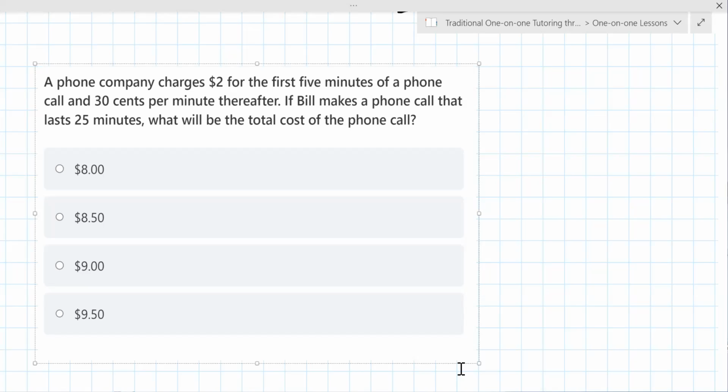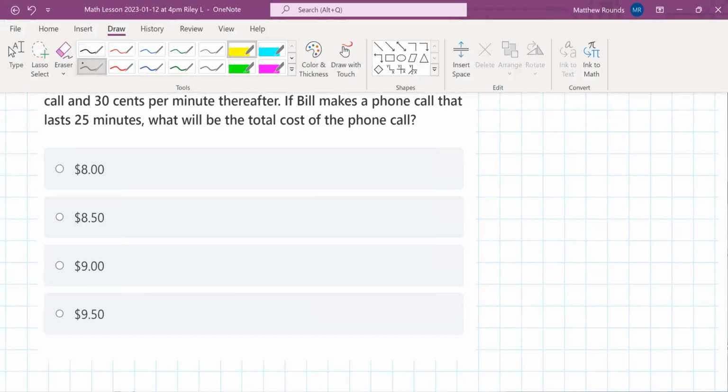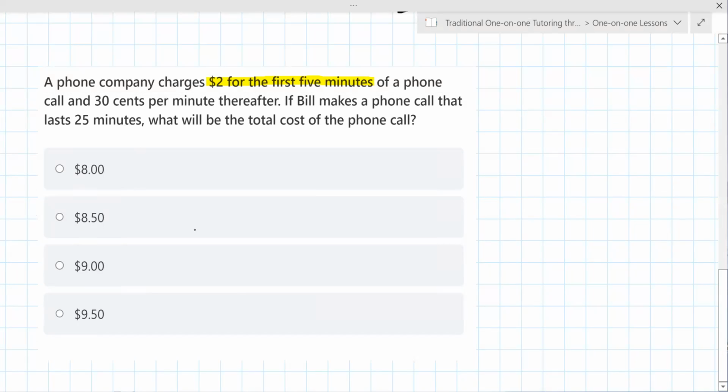Any idea how to start something like this? Hold on, I have to use the calculator. Definitely can use a calculator on this one. There's a couple of key pieces of information here. The first is that it's $2 for the first 5 minutes. Now, we're used to cell phone plans where there's unlimited everything. $8, isn't it? How did you come up with that? 20 minus 5, and 30 cents times 20, and then plus 5.